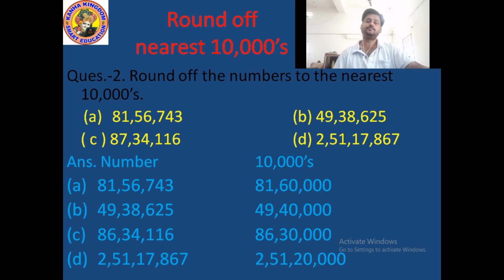And the first part of this question is A part, 81,56,743. Once again I repeat the number, 81,56,743. In this number, first you check which digit is in the 1000 place and which digit is in the 10,000 place.